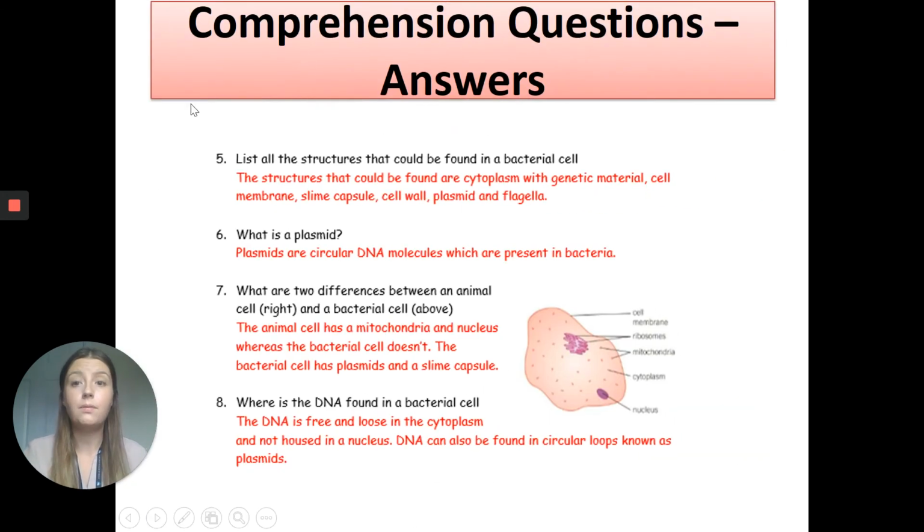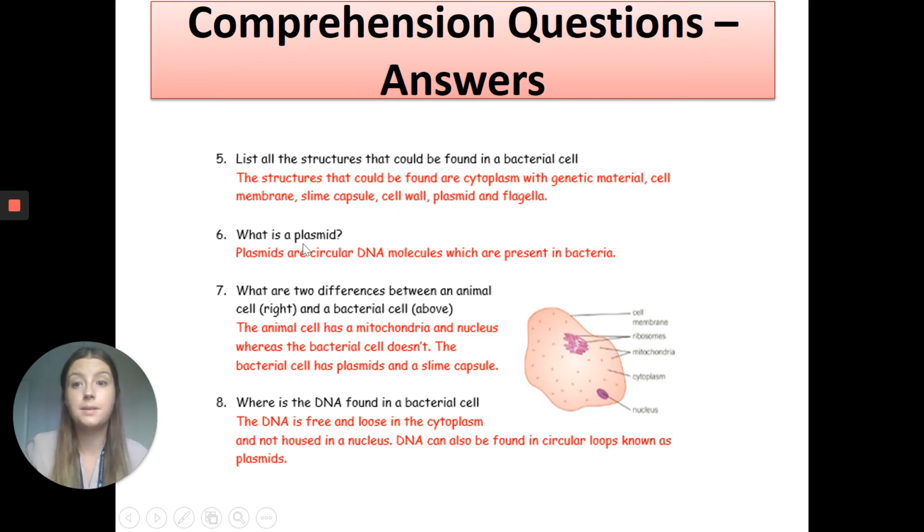Okay, so list all the structures that can be found in a bacterial cell. The structures that we should be thinking about are the cytoplasm, where the genetic material is found, the cell membrane, slime capsule, cell wall, plasmid, and flagella. We said flagella and slime capsule aren't always present, but we can make a note that they could be found there. Okay, the question's asking what could be found.